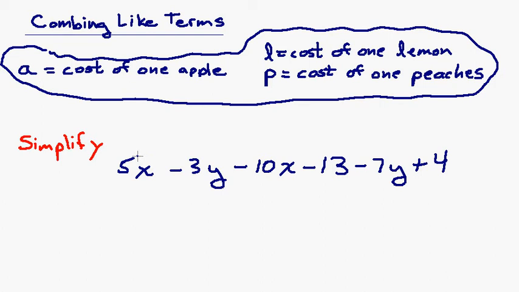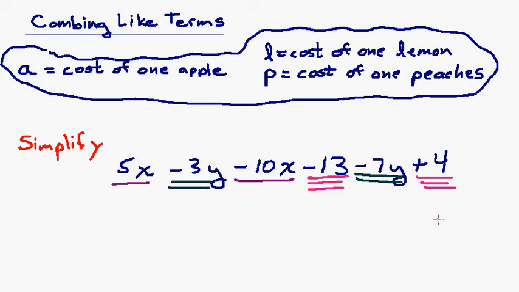5x is a term, and that can be combined with the negative 10x. That's another term. Remember, the minus goes with the 10, so you think of that as like a negative 10. So we're going to end up doing 5 subtract 10. This minus sign goes with this 3. Okay, so now for the y's, we've got negative 3y and negative 7y, or minus 7y. Either way you want to think about it. I know I'm saying it both ways, but that's because you might be thinking of it one way, and you can either think of it as a minus 7y or a negative 7y, whatever makes you happy. And then we've got negative 13 and the positive 4.